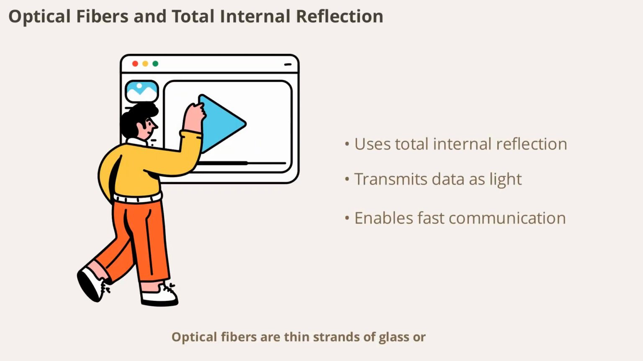Optical fibers are thin strands of glass or plastic that transmit light signals over long distances. They rely on the principle of total internal reflection to keep the light trapped inside, allowing data to travel quickly and efficiently. Optical fibers are the backbone of modern communication systems, enabling high-speed internet and telephone connections around the world.